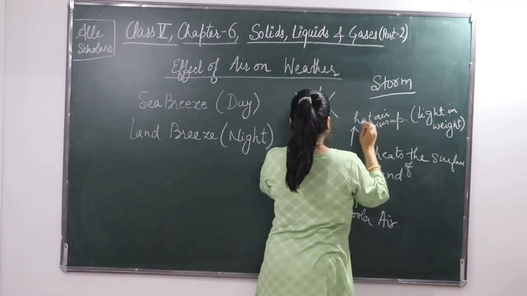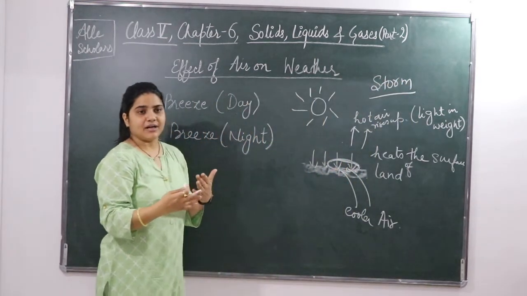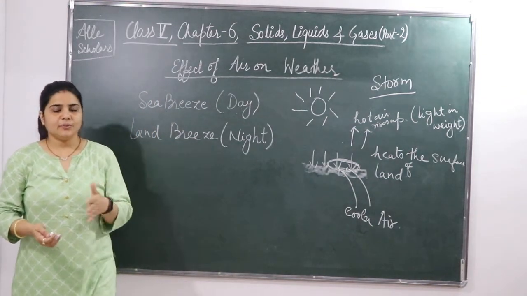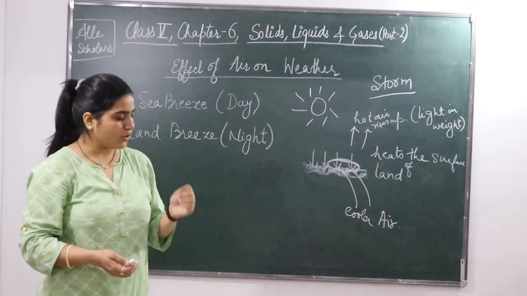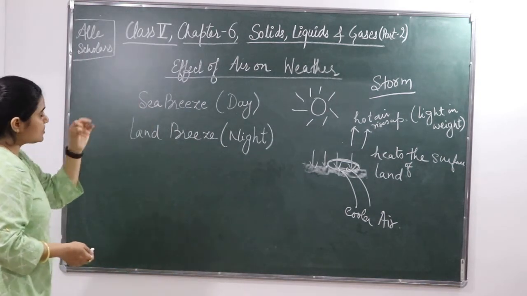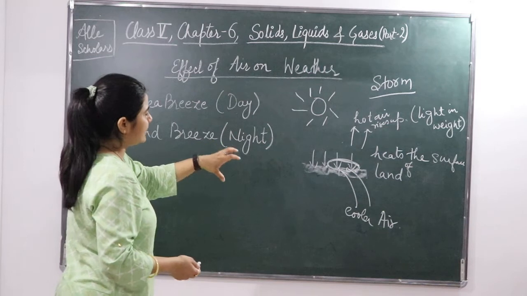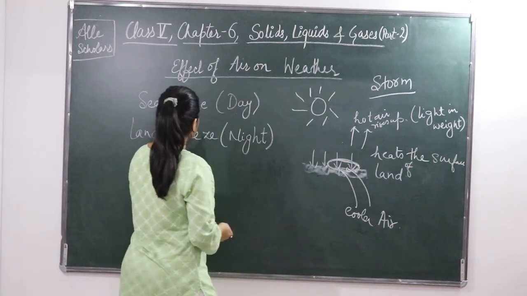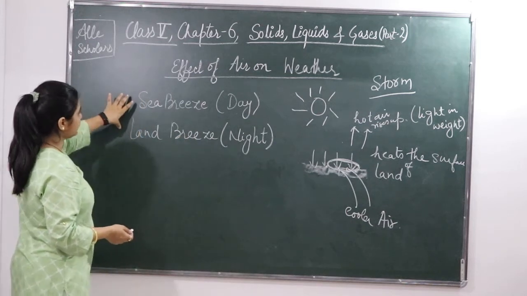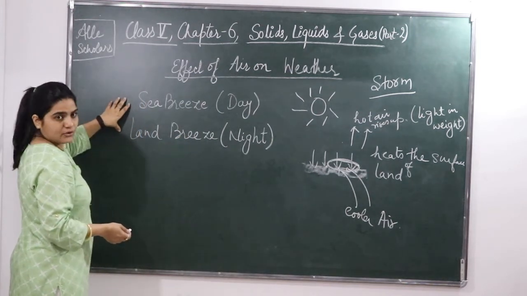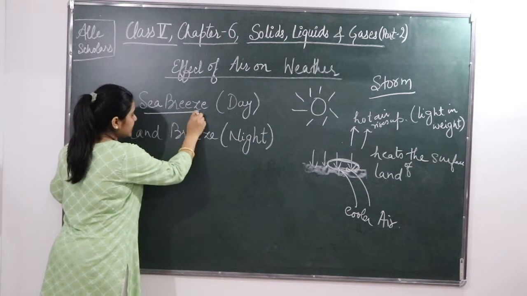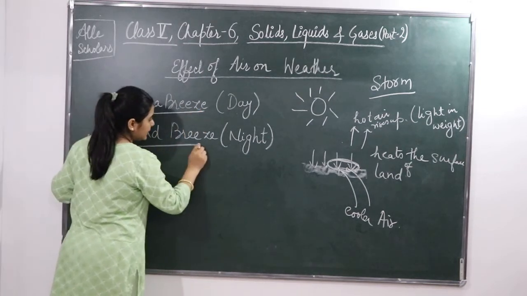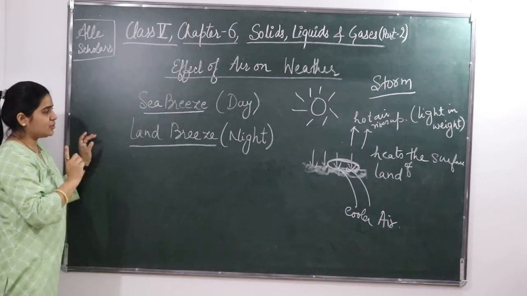And when this movement is very fast, it is going to create a thunderstorm. There will be lightning and thunderstorm. So this is the basic phenomenon. Because of this, there are two different types of factors in weather. One is the sea breeze, which occurs during the day, and the other is the land breeze, which occurs during the night.